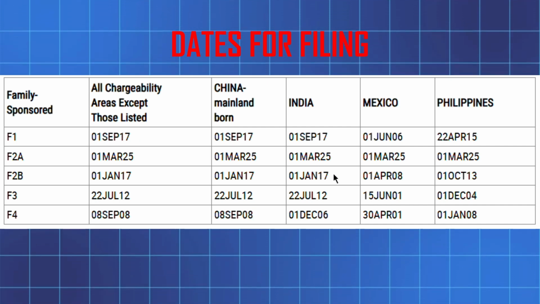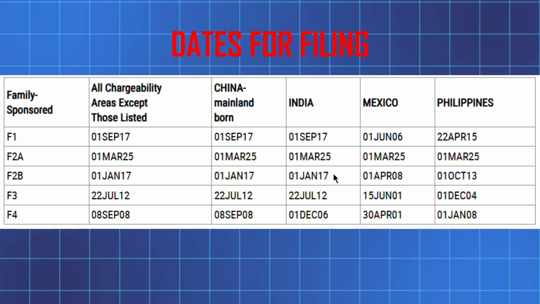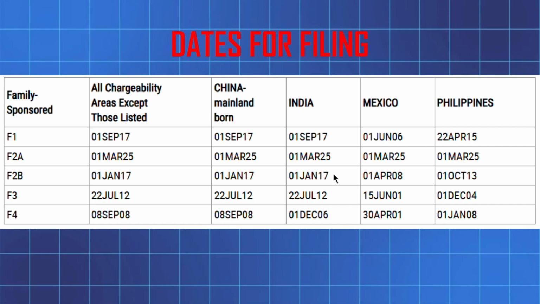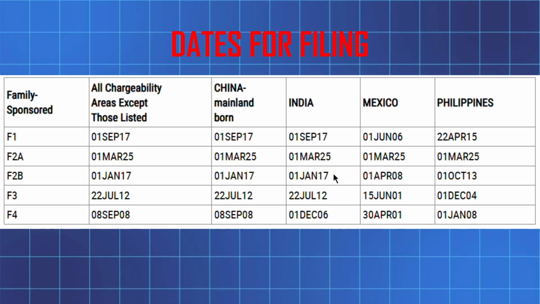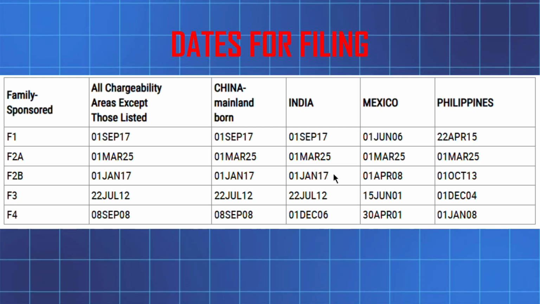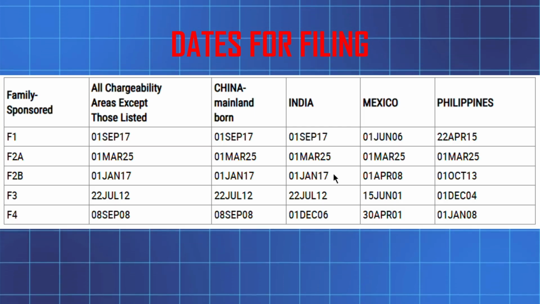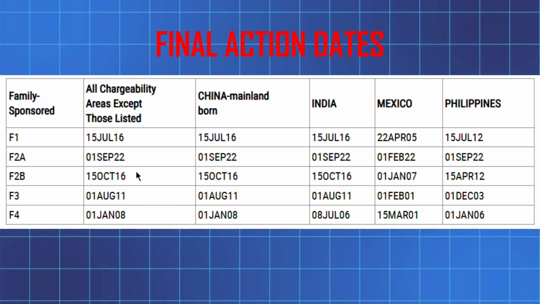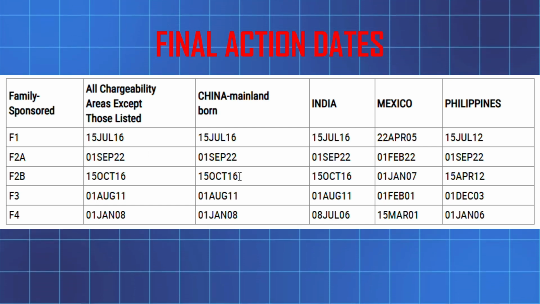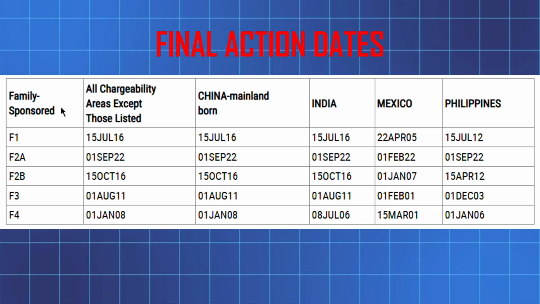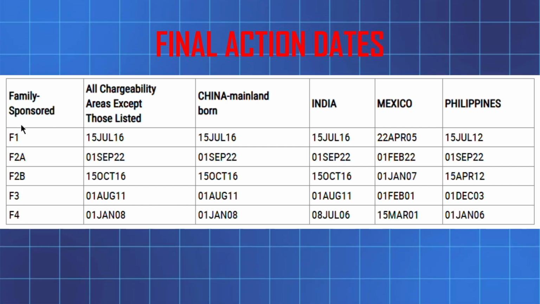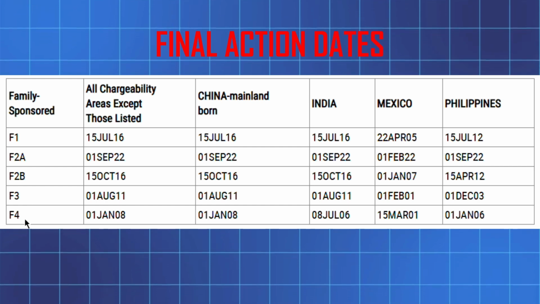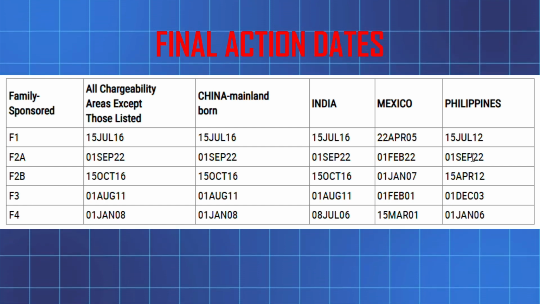Okay. So now after this one, we're going to cover final action date, which is for some of you who are waiting for your interview appointment letter or who are waiting for a decision to get a green card in case you already live here in the United States of America. So this is the final action date chart. It looks similar to the date for filing chart, but the dates are different, okay? But the visa categories are the same, F1, F2A, F2B, F3, and F4. Well, like I said, the dates are different. These are the cutoff dates.